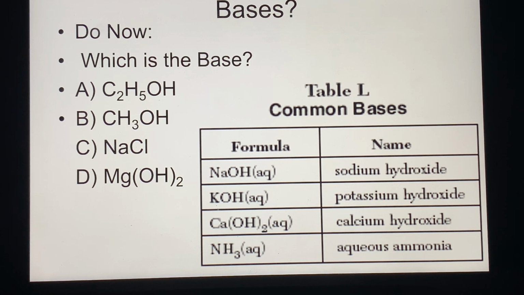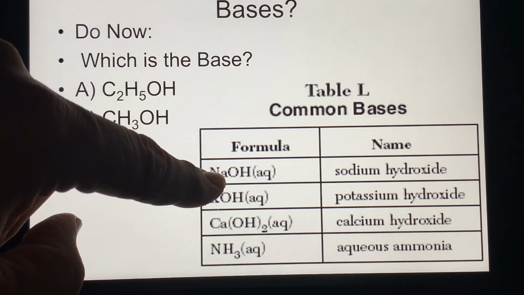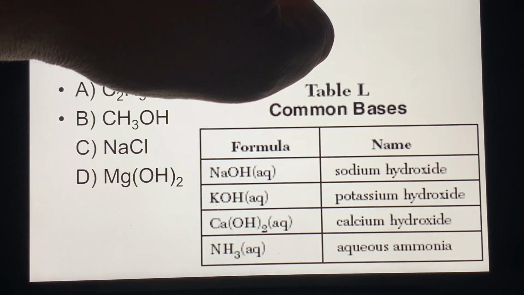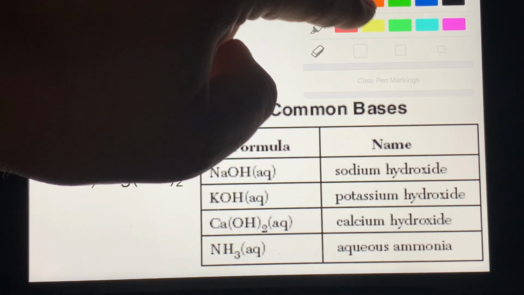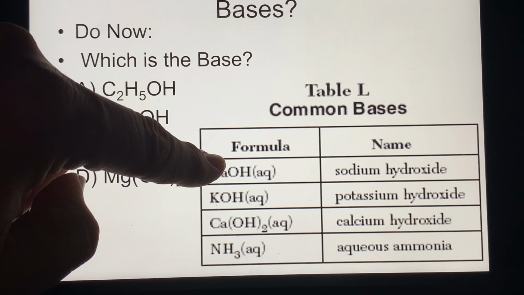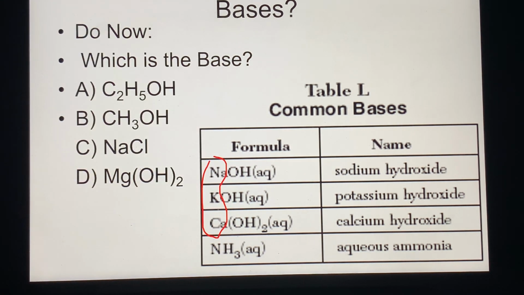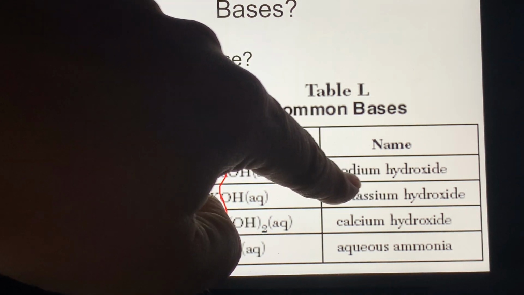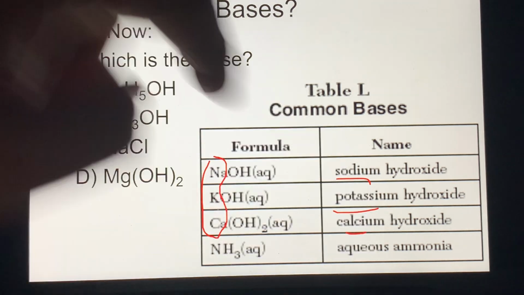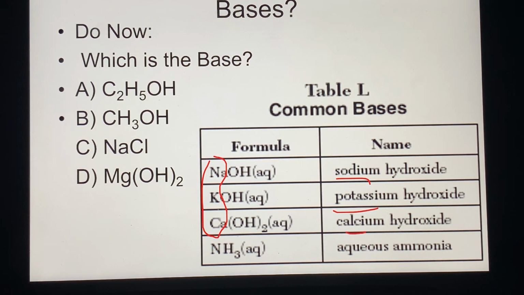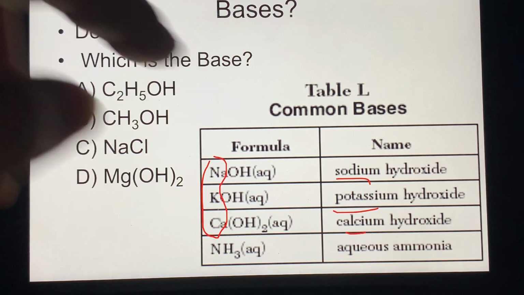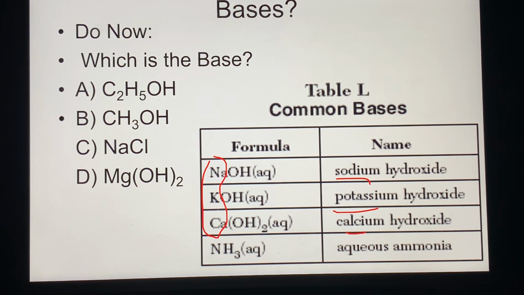Okay, we're back. If you look over here on table L, we said yesterday that compounds which contain metals in the front, such as sodium, potassium, calcium, remember, guys, metals are on the left side of the staircase, usually group 1 or 2. Sodium, potassium, calcium, which are metals, combined with the OH, which is hydroxide, will produce the base.